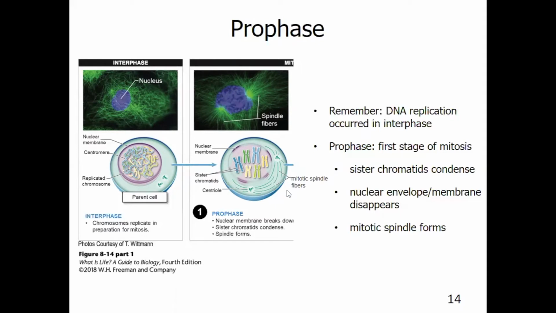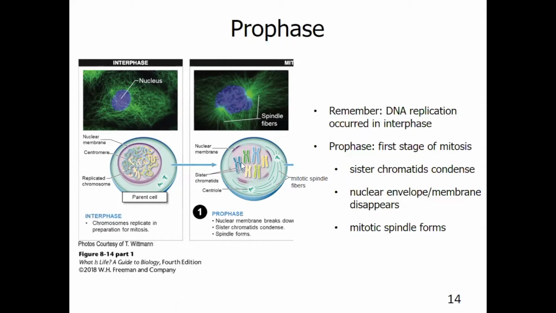In prophase, three main things happen. Number one, the sister chromatids condense. On the left-hand side in interphase, we see all of these chromosomes as really long, almost spaghetti noodle-like shapes. On the right-hand side in prophase, we see all of the sister chromatids have condensed or compacted down so that they almost look like the letter X.